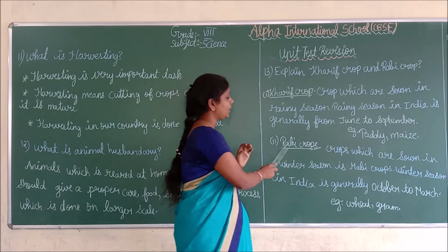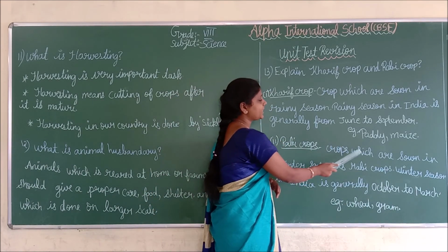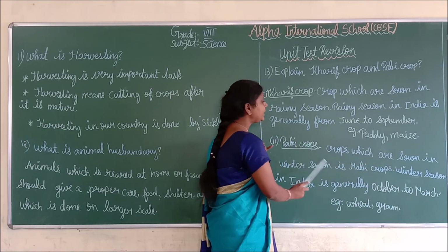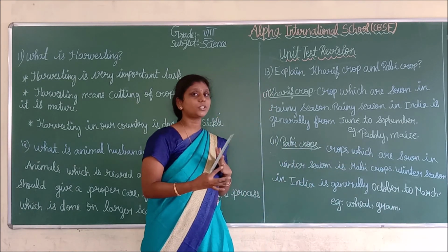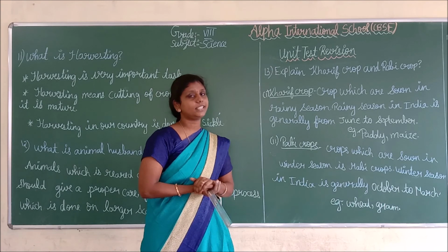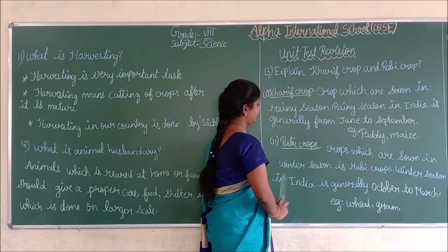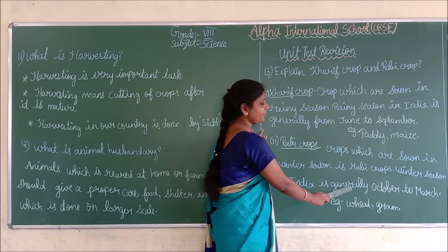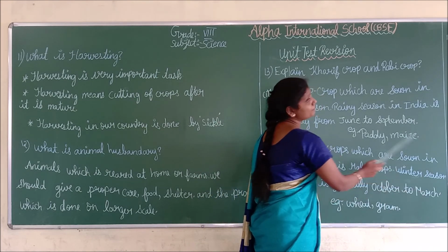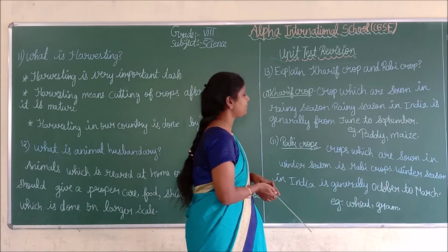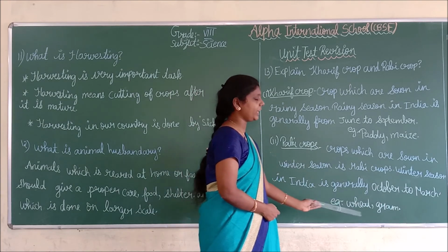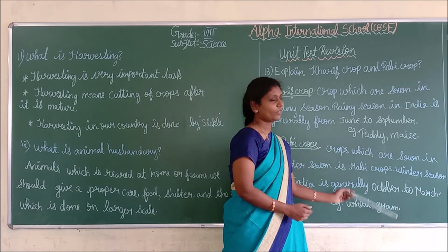Next, rabi crops. Crops which are sown in the winter season are called rabi crops. The winter season in India is generally from October to March. Examples of rabi crops are wheat and gram.